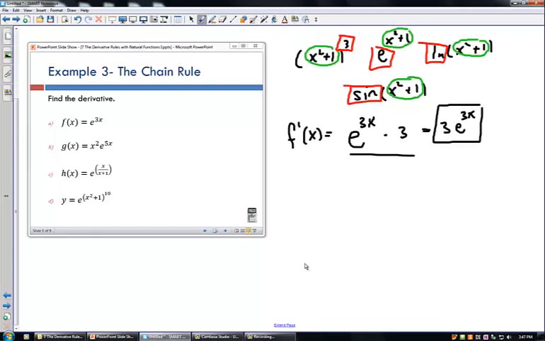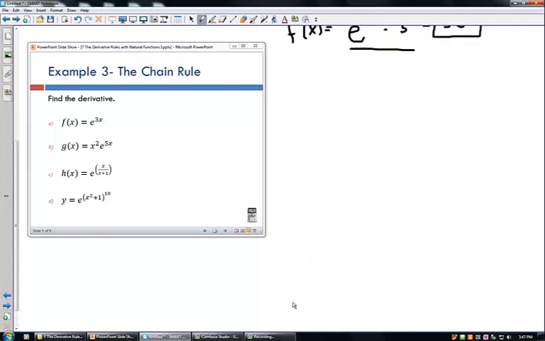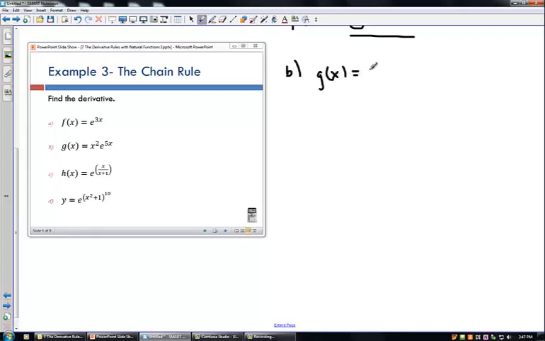Now on part B, what do we have? So on part B, we have g of x equal to x squared e to the 5x. And now you have to ask yourself the question, which rule are you going to apply first? Now you know you're taking a product here because it's x squared times e to the 5x. And there's also going to be a chain rule because you have this e to the 5x. So which rule are you going to use first?